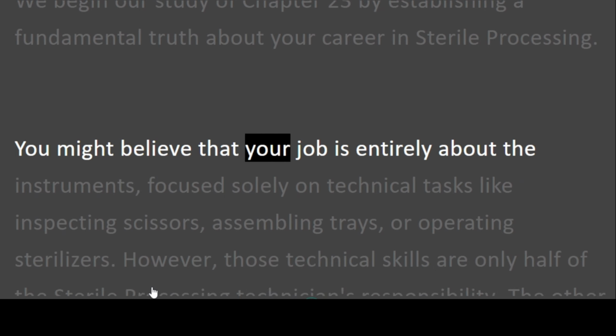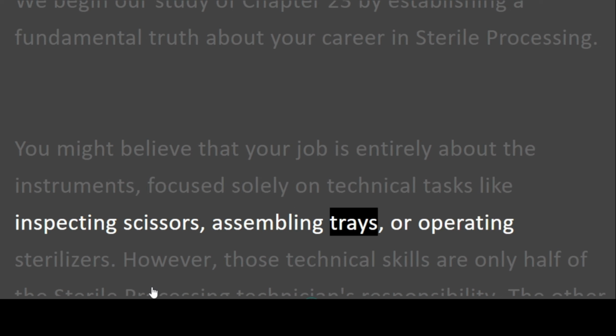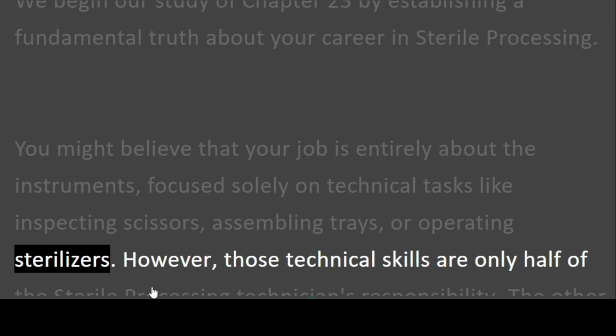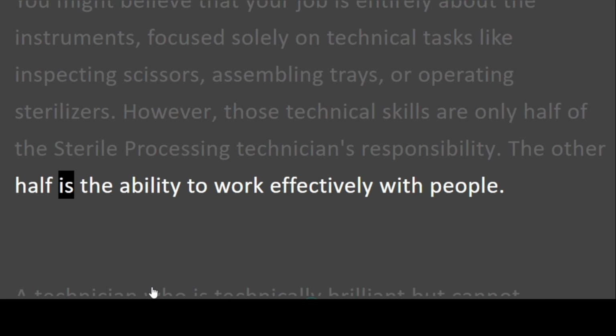You might believe that your job is entirely about the instruments, focused solely on technical tasks like inspecting scissors, assembling trays, or operating sterilizers. However, those technical skills are only half of the sterile processing technician's responsibility. The other half is the ability to work effectively with people.